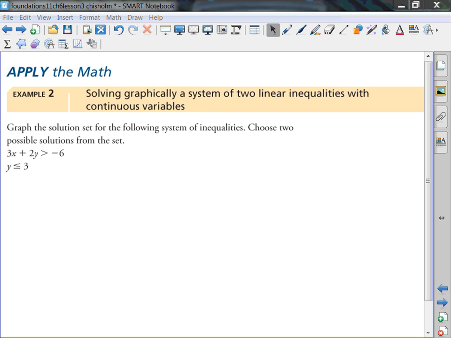So graph the solution set for the following system of inequalities. Choose two possible solutions from the set. So 3x plus 2y is greater than negative 6. Y is less than or equal to 3.